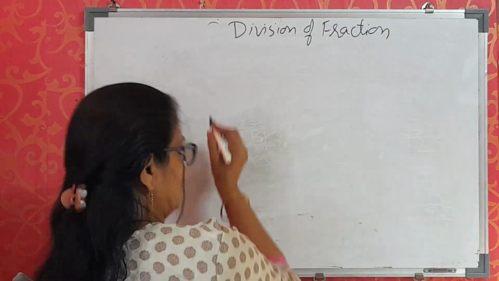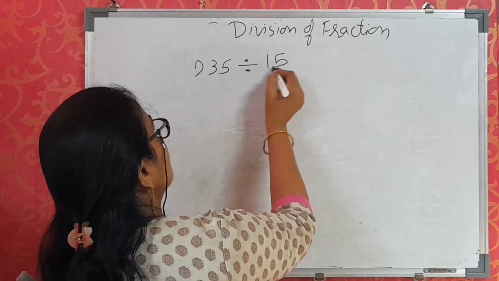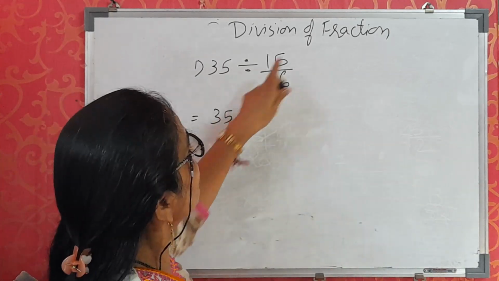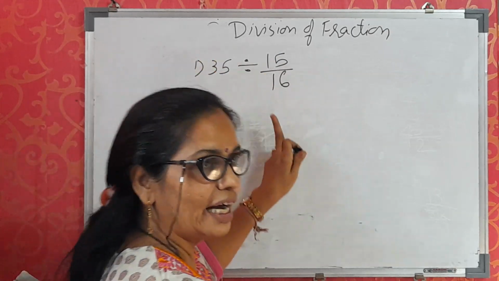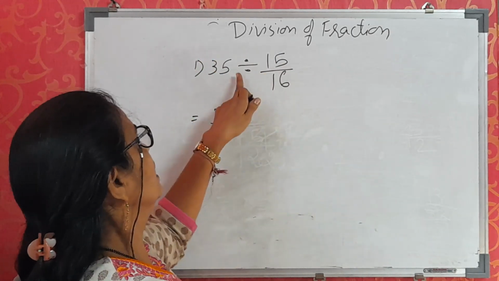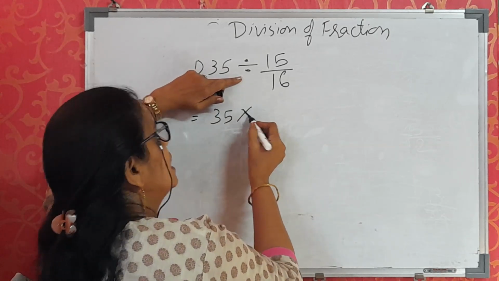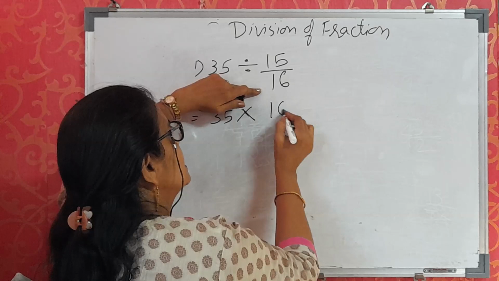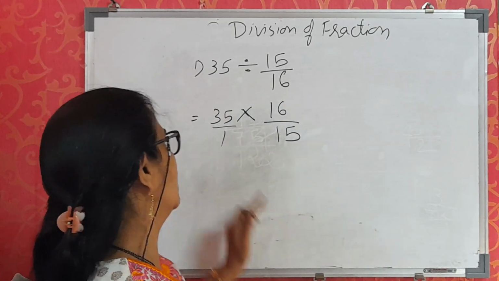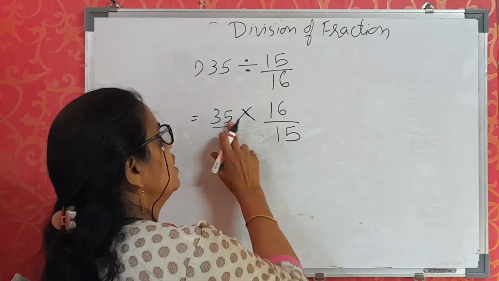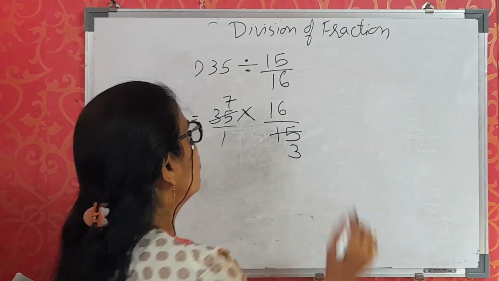Now suppose your sum is like this: 35 divided by 15 upon 6. Now you have to write the multiplicative inverse of the second number. For writing the multiplicative inverse, this division sign will convert into multiplication. So the multiplicative inverse of this is 6 upon 15. And for 35, no denominator, consider 1 as the denominator. 5 in 5, divisibility of 5: 5 7s are 35, 5 3s are 15.